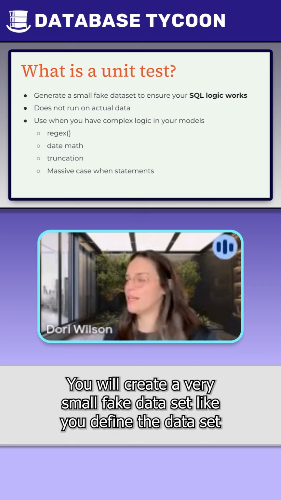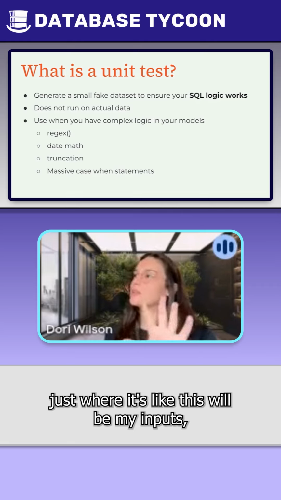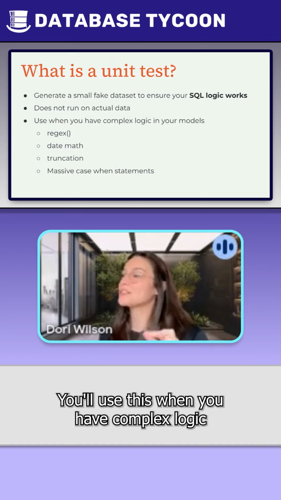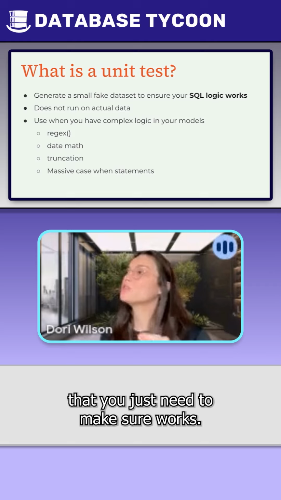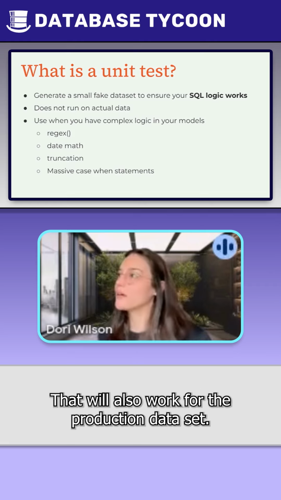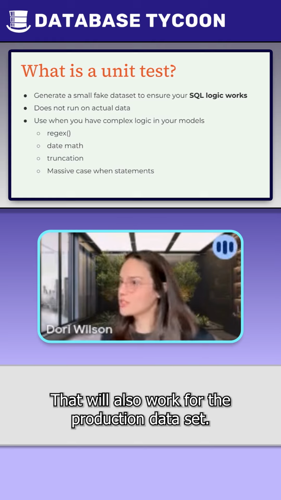Like you define the data set, just where it's like, this will be my inputs, and you'll tell in the test, and we'll show in a moment, expected outputs. You'll use this when you have complex logic that you just need to make sure works. And if it works for the small data set, you can extrapolate that will also work for the production data set.